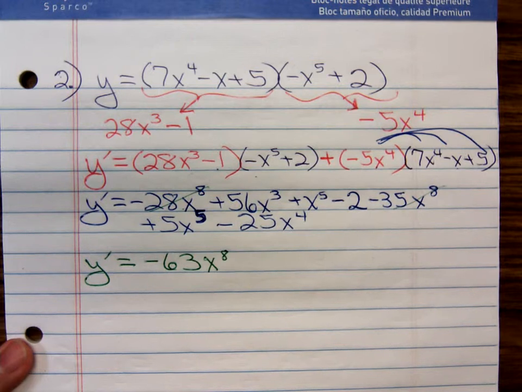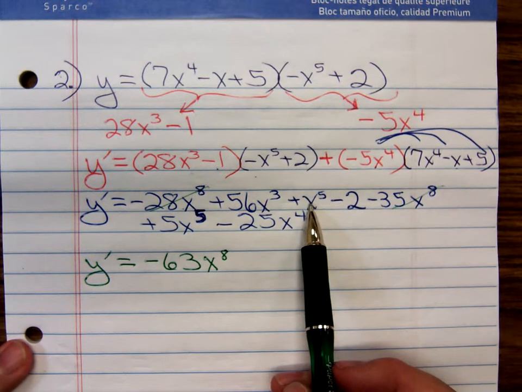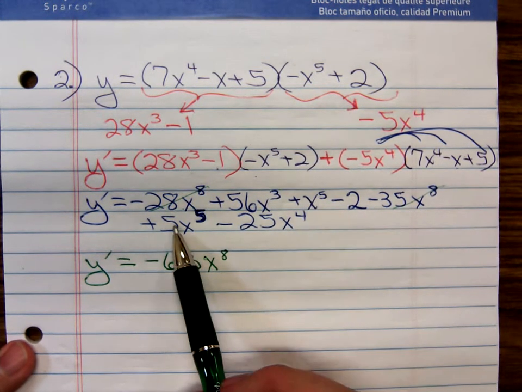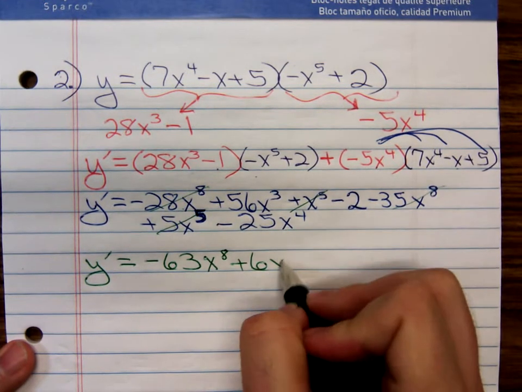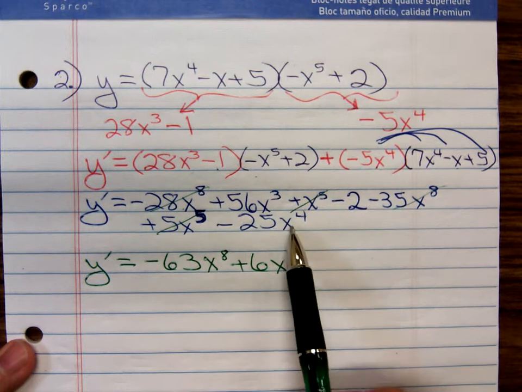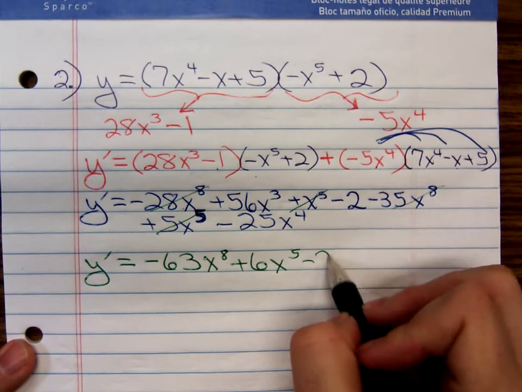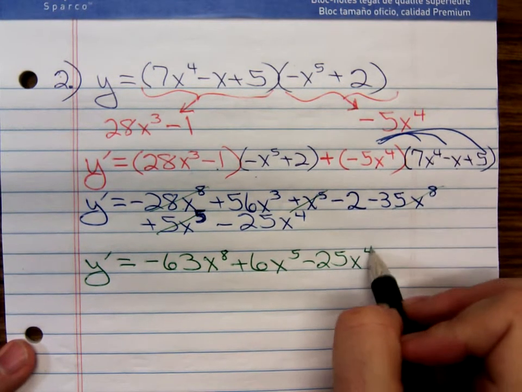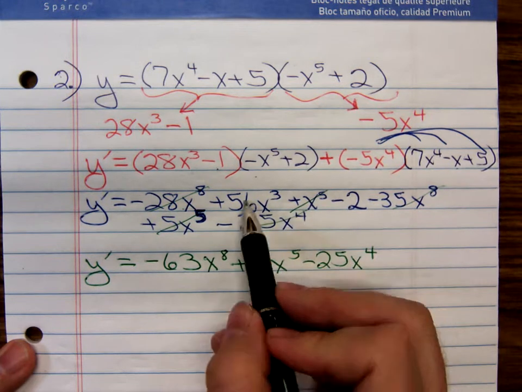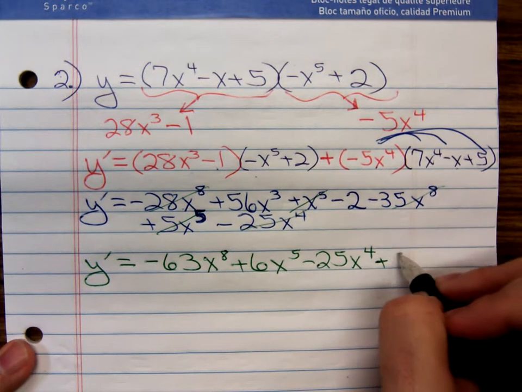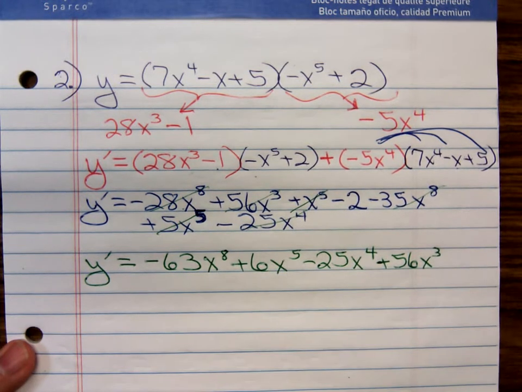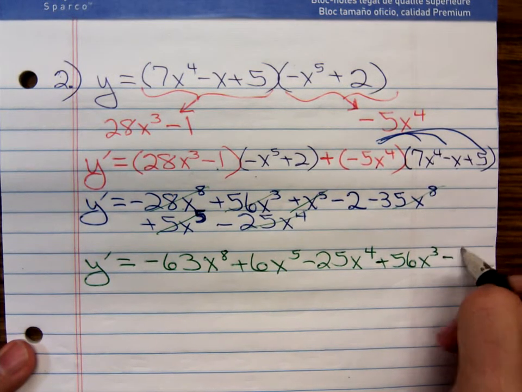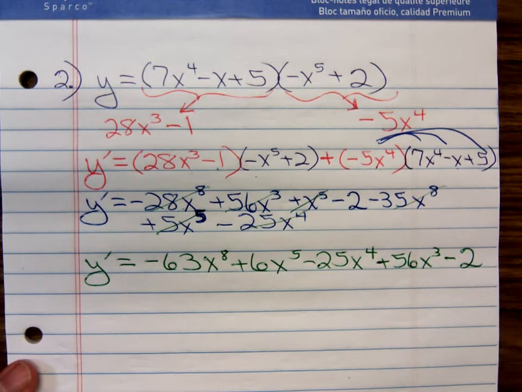And then the next exponent is what? x to the 5th. So 1x to the 5th plus 5x to the 5th, I agree, that's a plus 6x to the 5th. And then we have our x to the 4th, there's only one of those. We have an x cubed, a plus 56x cubed, and a minus 2.